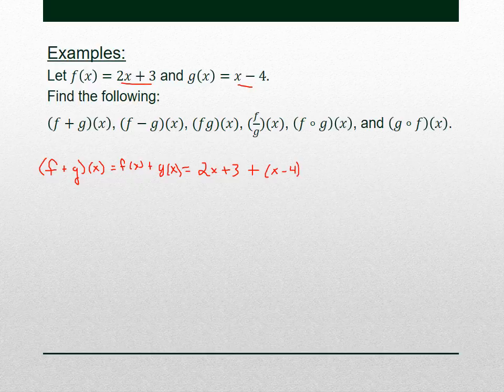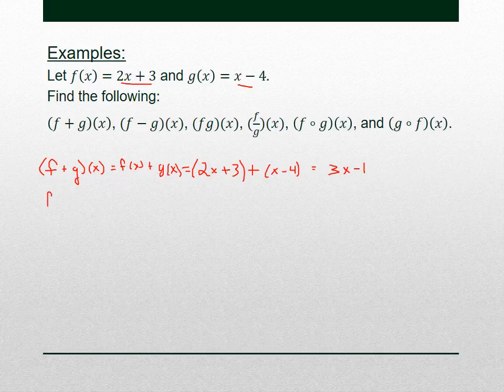It might help to just put parentheses around f and g. And then we can combine some like terms here and we'll get 3x, 2x plus 1x, and then 3 minus 4 gives us a minus 1. So there is f plus g of x. It's 3x minus 1. We added f of x to g of x.